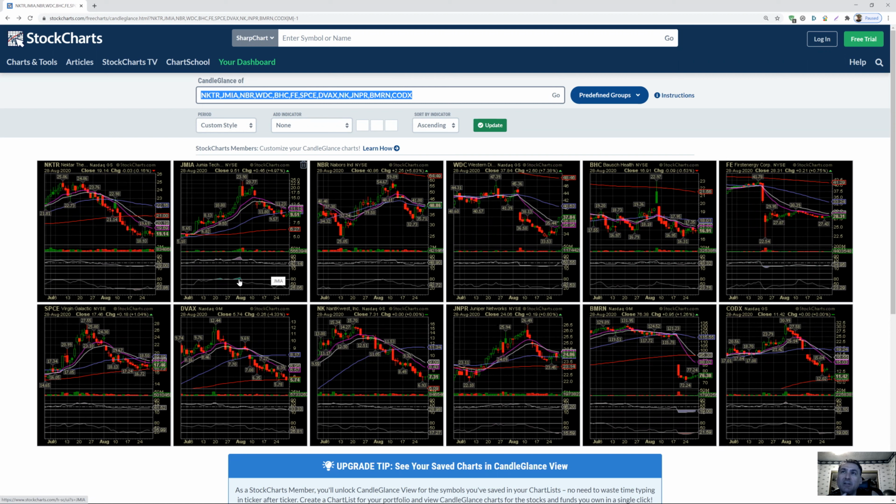JMIA. See this? This is money flow all the way down to 25. Touched here, touched here. So it's not really breaking up yet. MBR doesn't have a lot of volume, but it's trying to go up.